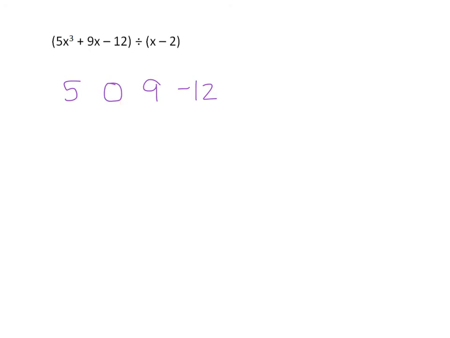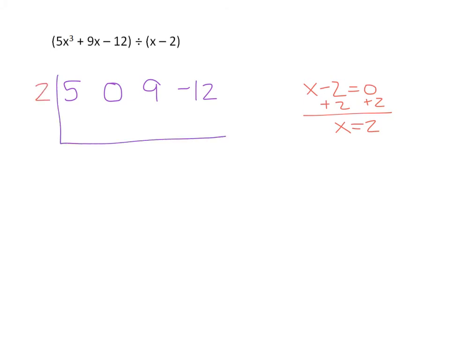All right, so now the second step is we're going to take that x minus 2, the divisor, set it equal to 0, and solve it. So we're going to add 2, and we get x equals 2. X equals 2. So we are going to use that number outside of our bracket right here, and we are going to multiply and add through.